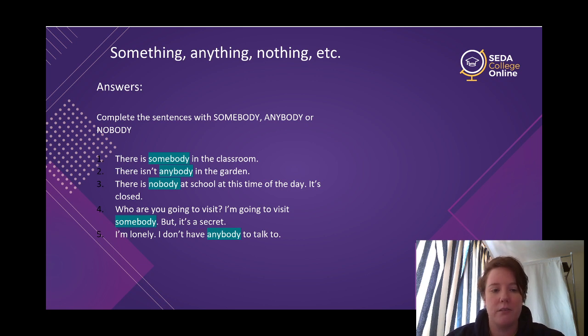And number 5, I'm lonely. I don't have anybody to talk to. Again, this is negative. I don't have anybody, okay? I don't have anybody to talk to. How did you get on with that? Okay, can you let me know? Make a comment, okay? You get 5 out of 5. Let me know. It's not easy doing this, so just let me know how you're getting on.